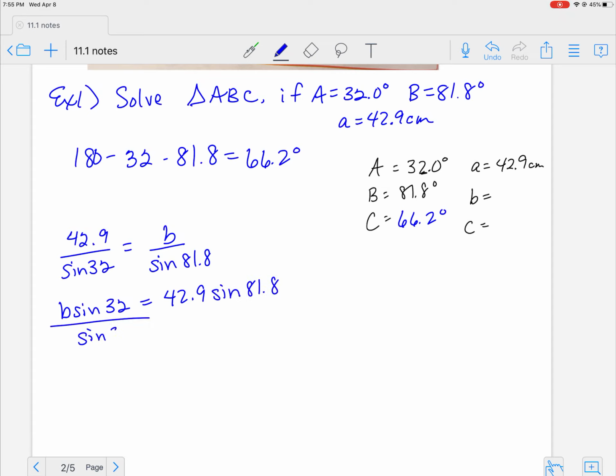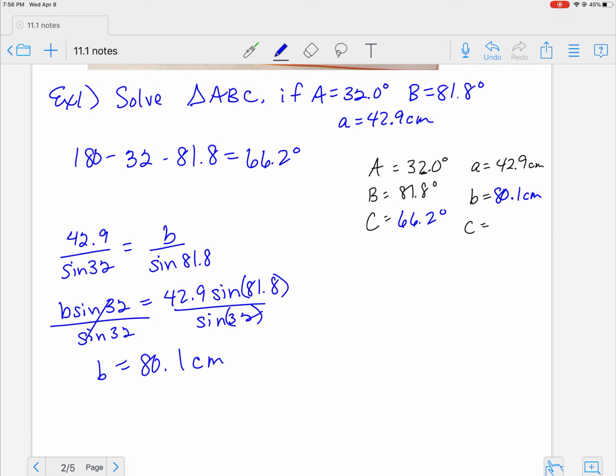Anytime you have two proportions equal to each other, you cross multiply. So I've got b sine of 32 is equal to 42.9 times the sine of 81.8. Divide both sides by the sine of 32, and b is now equal to whatever that is in the calculator. For this problem, it doesn't say to round, but for significant digits, I have 1 decimal place, so I'm going to continue to have 1 decimal place. So when you plug all of that in, b is equal to 80.1 centimeters.